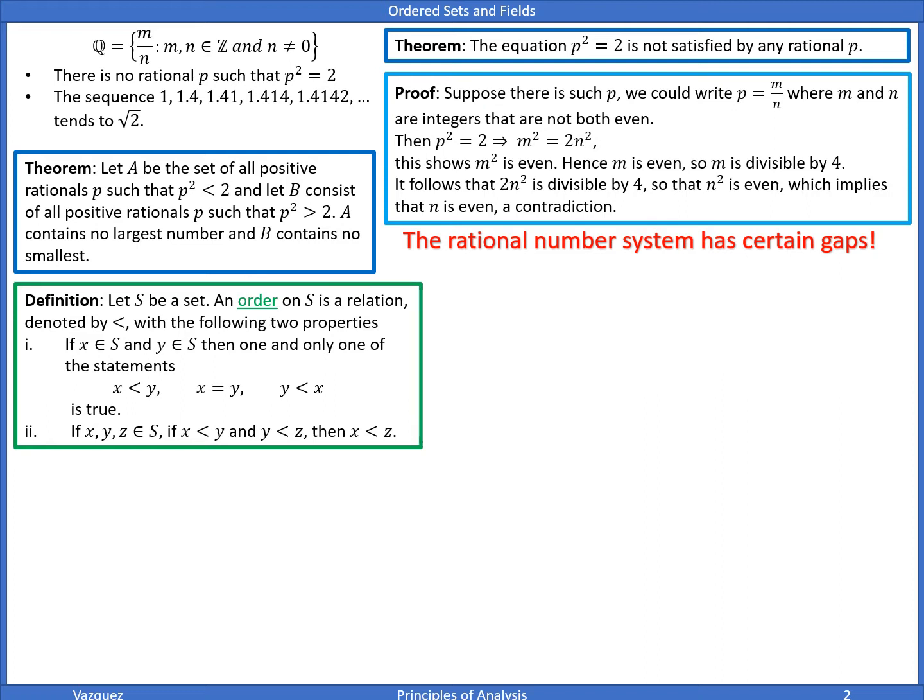So here we're defining order. Let S be a set. An order on S is a relation, denoted by the less-than sign, with the following properties. If x is in S and y is in S, then one and only one of the statements is true: either x is less than y, x is equal to y, or x is greater than y. The second condition is transitivity. If x, y, and z are in S, and if x is less than y and y is less than z, then x is less than z.